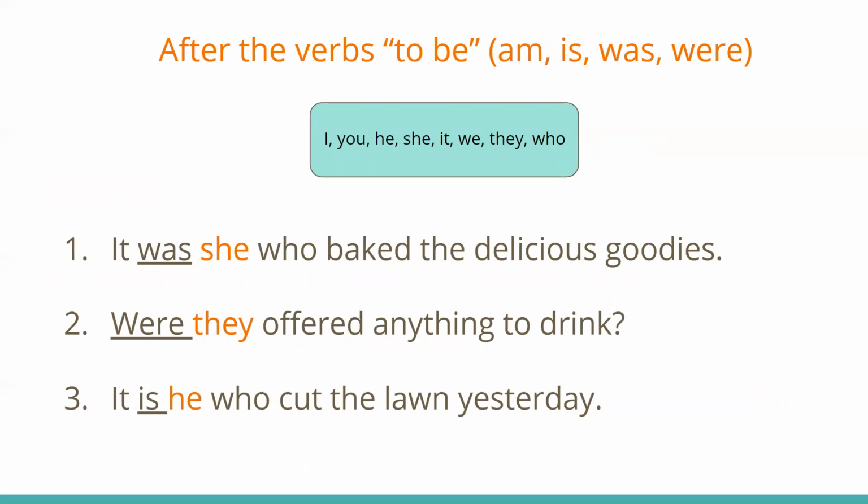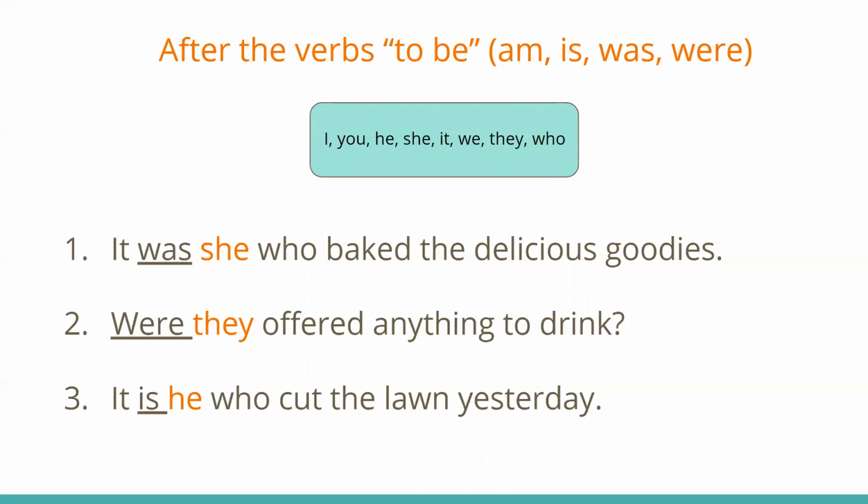So we use subject pronouns after the verbs to be, specifically am, is, was, or were. It was she who baked the delicious goodies. Was is the verb to be. Therefore, we use a subject pronoun, which is she. Were they offered anything to drink? Were is the verb to be. So we use a subject pronoun, which is they.